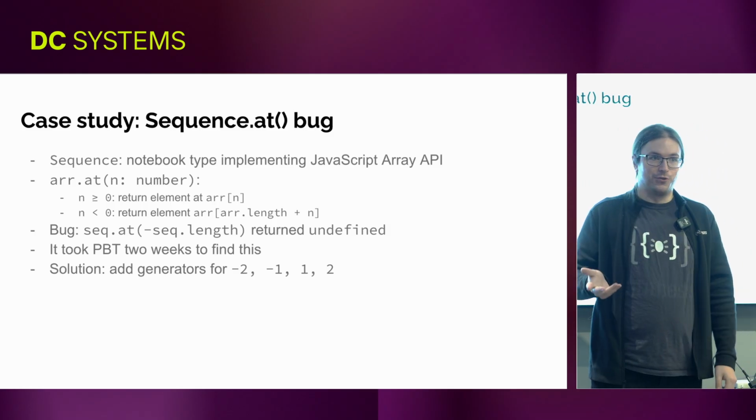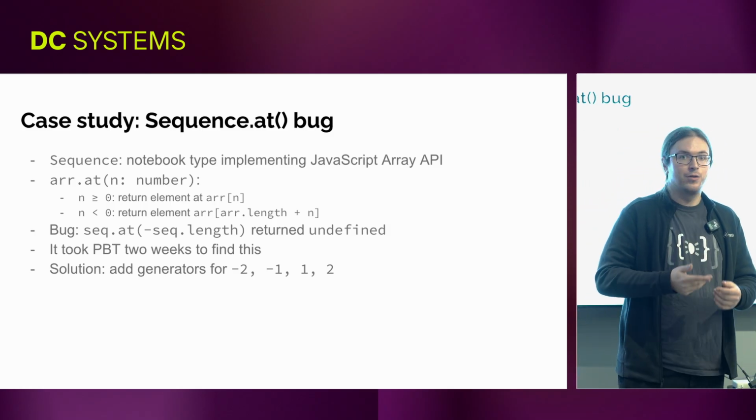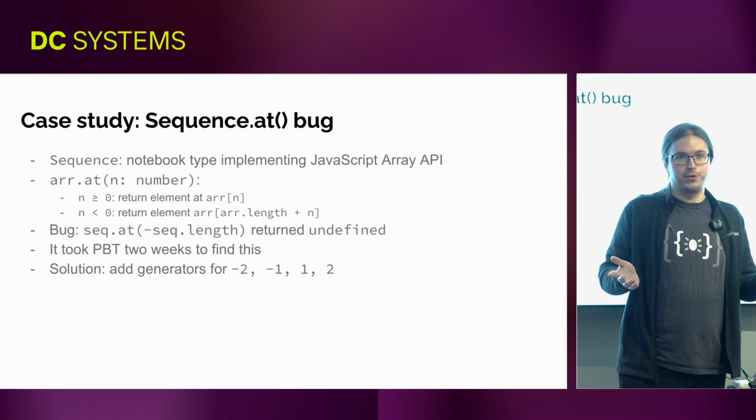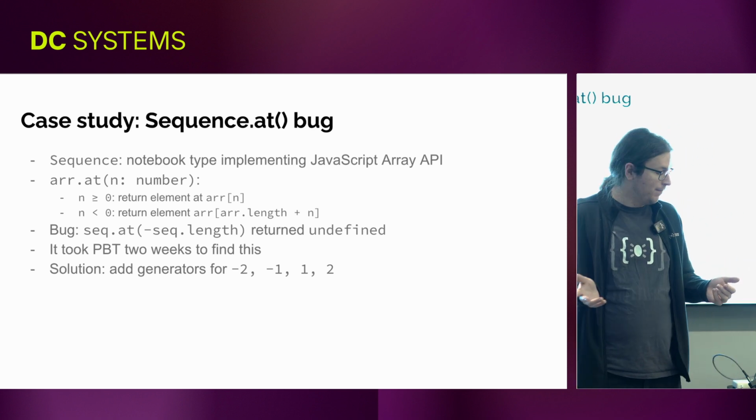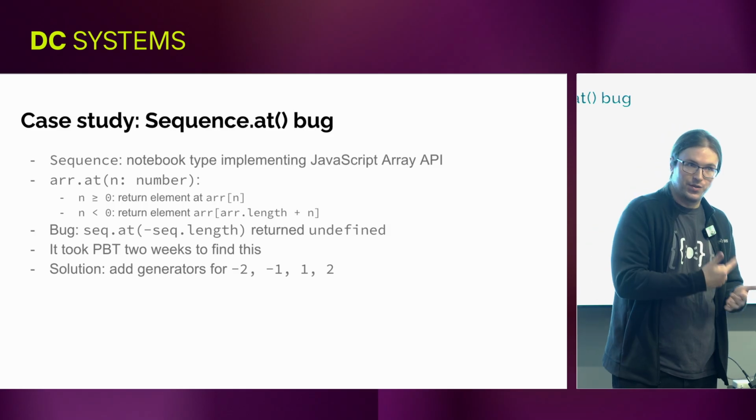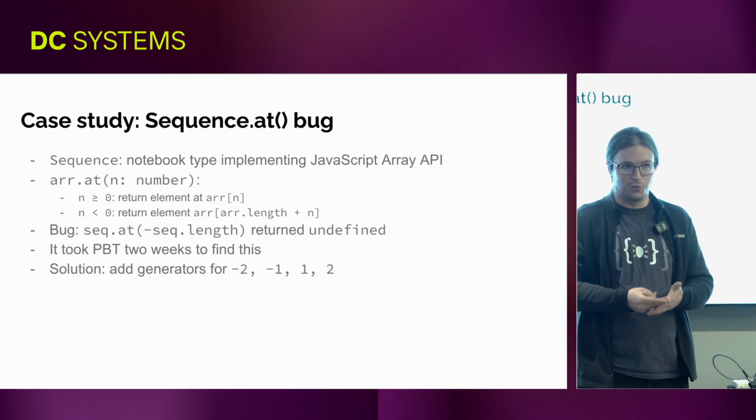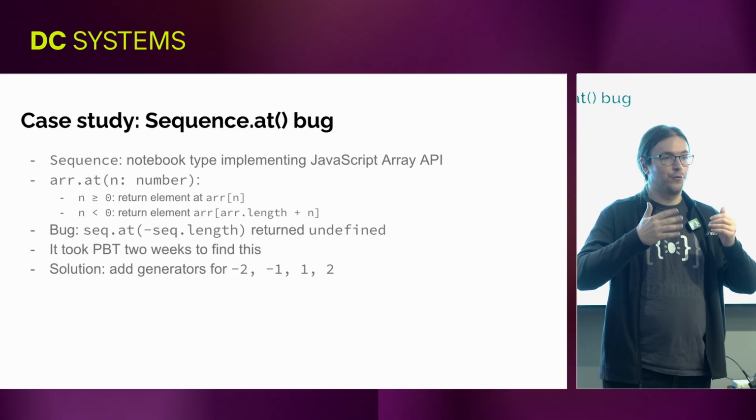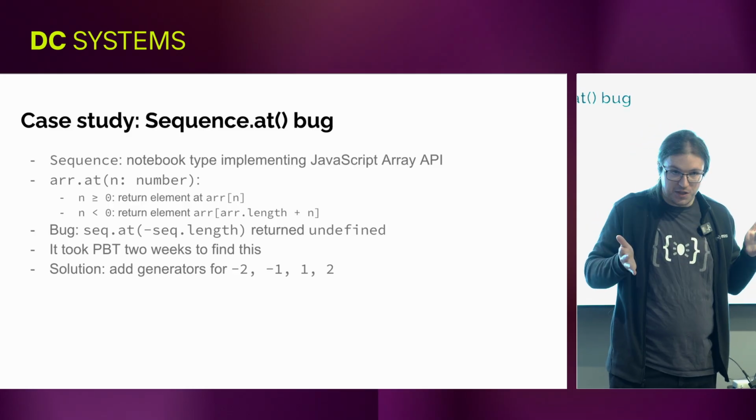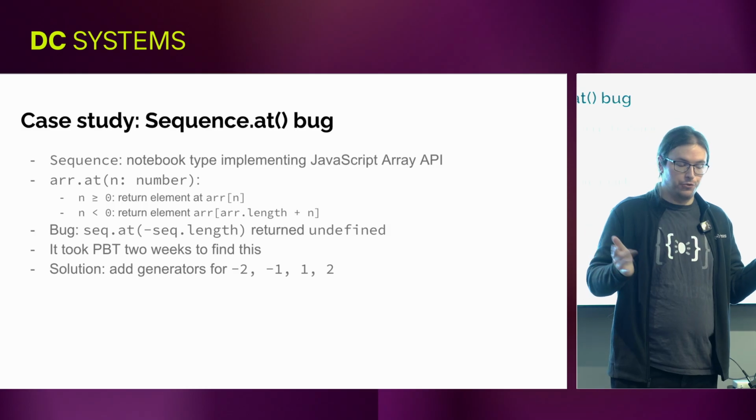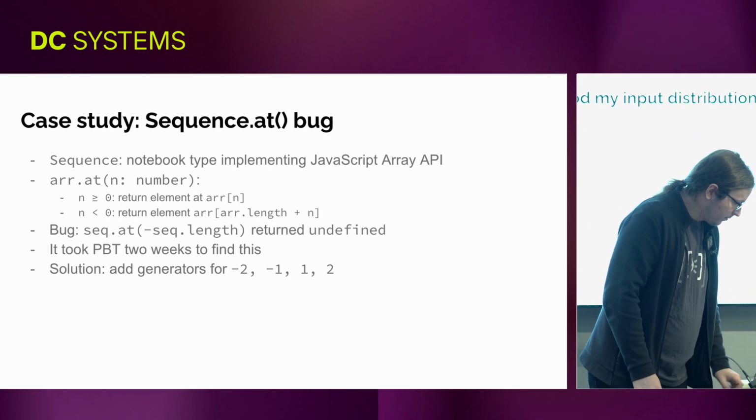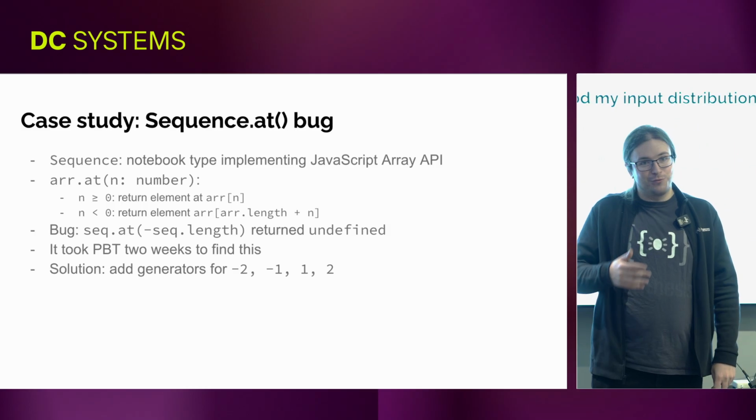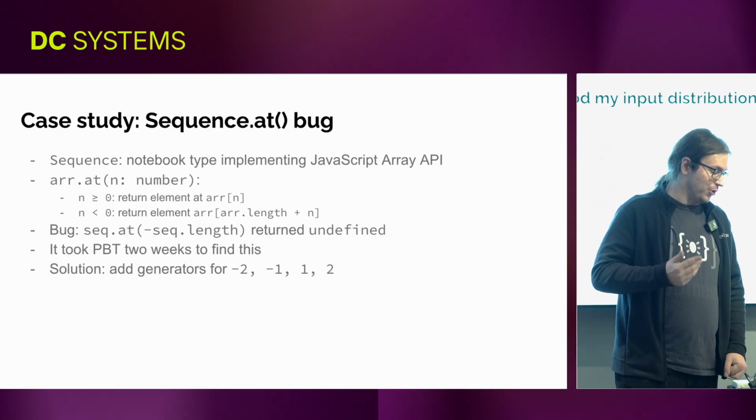But we want to be able to reproduce this bug quickly. So what we did was we just added generators to reasonable number: one that returns -2, one that returns -1, one that returns 1, and one that returns 2. And this tiny change got us down from maybe 16 hours of testing time to bug to 5 minutes. So it really pays off to think about input distribution in this context.